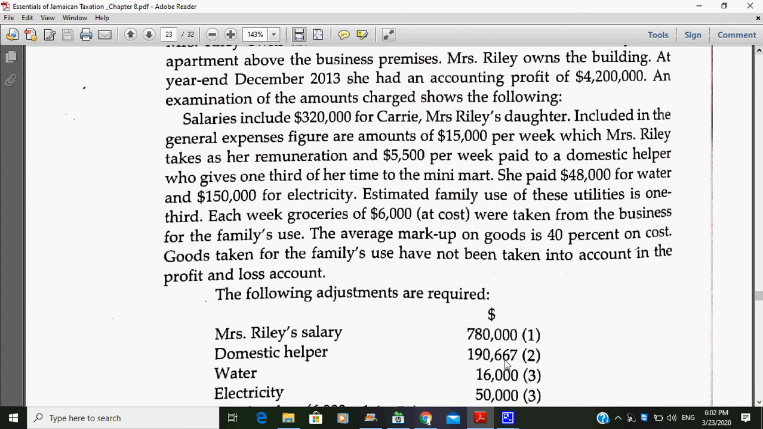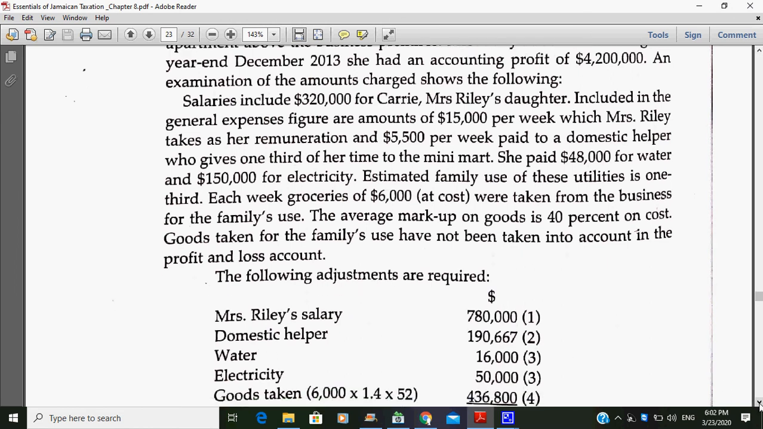Estimated family use of these utilities is what? One third. So one third of this is for the family use. So let's look at it now. We should not have added in the full 48,000. It should be one third less. So you find one third of 48,000, which is 48,000 divided by 3, and you get 16,000. That 16,000 should come out. Electricity now, same thing, divide by 3.